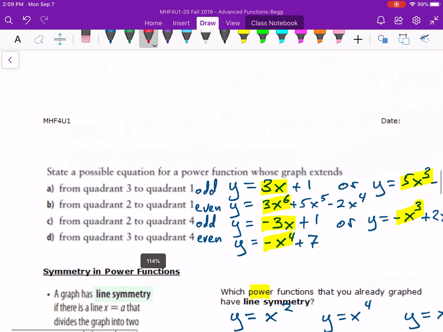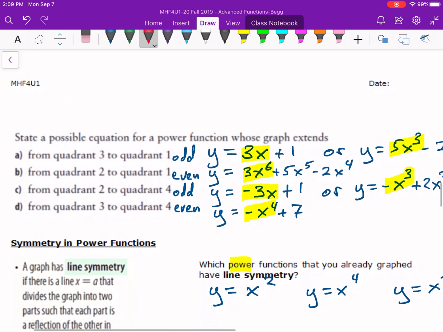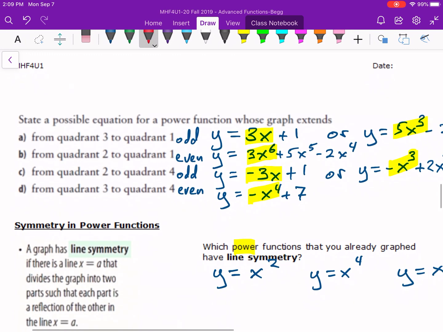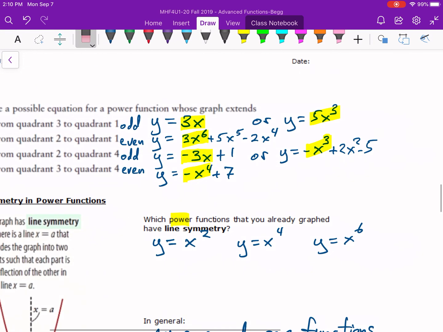So if I want to find a possible equation for a power function whose graph extends from quadrant 3 to quadrant 1, I need to have an odd one, but it has to have a positive leading coefficient. If I want it to be a power function, it shouldn't have these extra bits on the end, so I'll get rid of them. So there's a couple power functions that have positive leading coefficients. They're odd, and they go from quadrant 3 to 1.